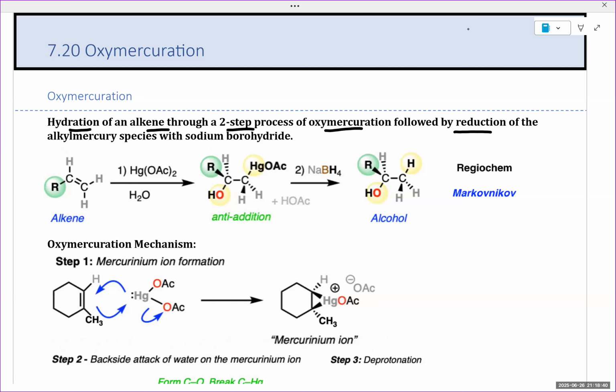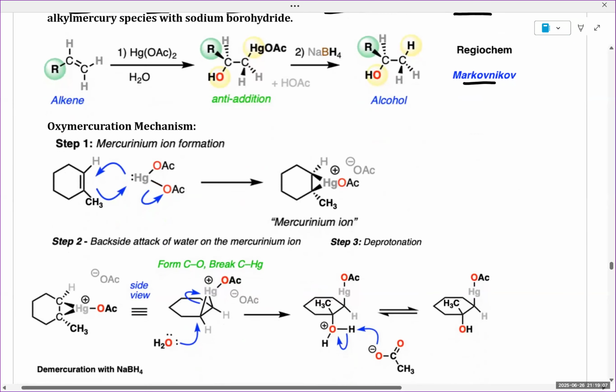That forms a carbon-oxygen bond as well as a carbon-mercury bond. And then we can convert this compound into a typical alcohol by treatment with borohydride. Net, we've taken an alkene and we've converted it to an alcohol with Markovnikov regiochemistry. Let's look at the mechanism to explain why. First and foremost, we have concerted formation of a mercurinium ion. This is going to look very similar to formation of a bromonium ion.